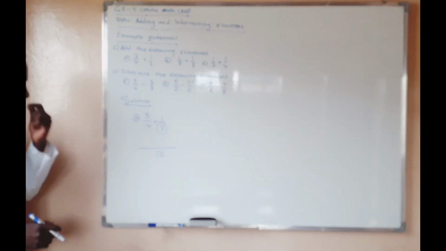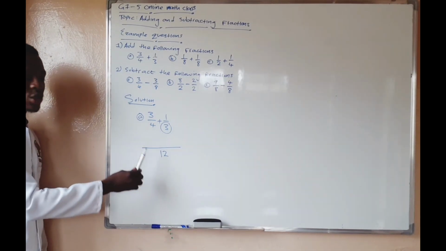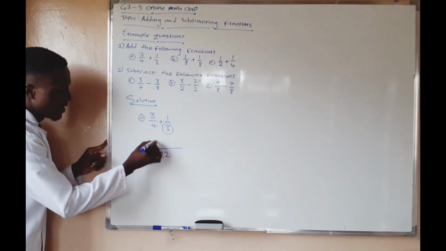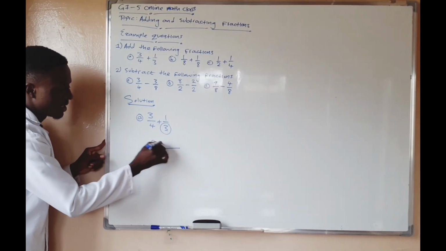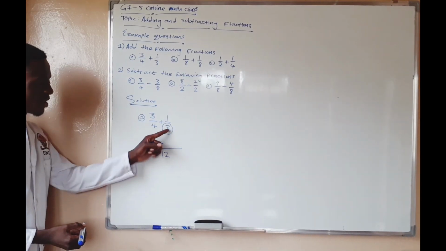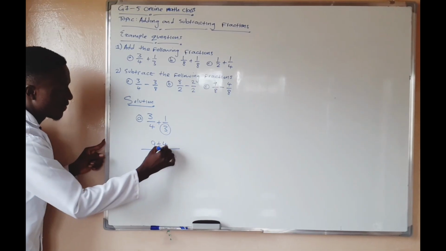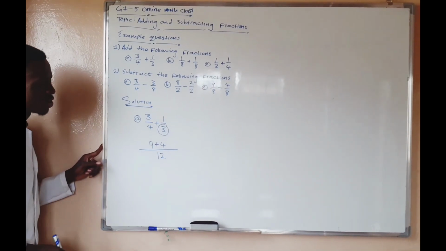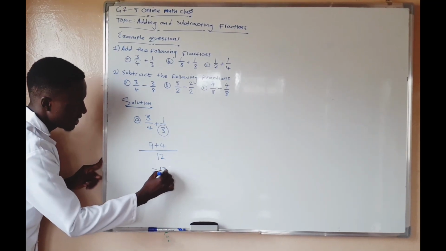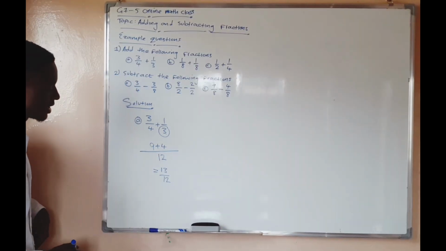Now what do we do after we find the lowest common denominator? We start dividing. How many times does 4 go into 12? 4 goes into 12 3 times. What is 3 multiplied by 3? We are going to have 9, like that. Plus this sign here. How many times does 3 go into 12? 3 goes into 12 4 times. What is 4 multiplied by 1? We have 4. Then we add these two numerators. What is 9 plus 4? 9 plus 4 is simply 13 over 12. We don't change the denominator, we always maintain the denominator.